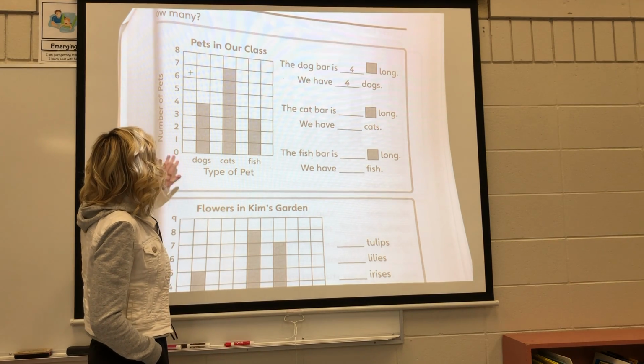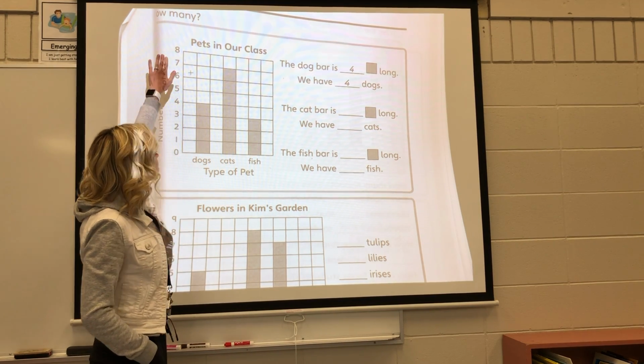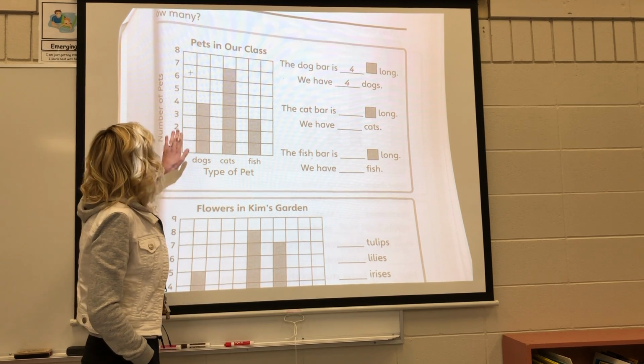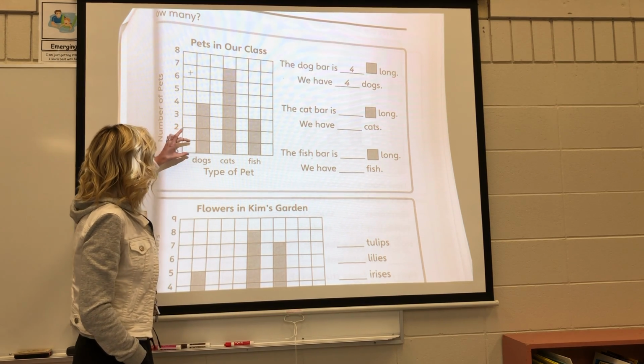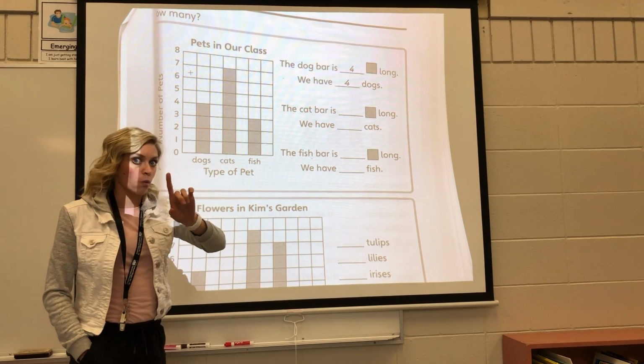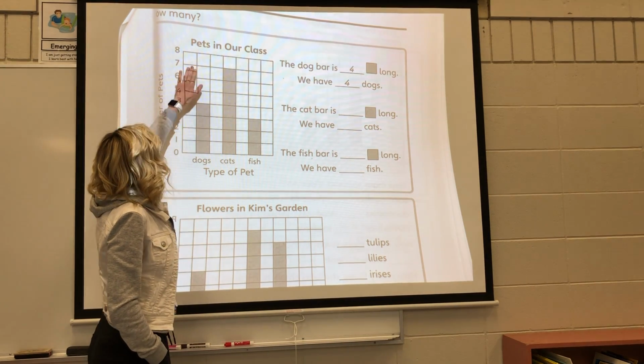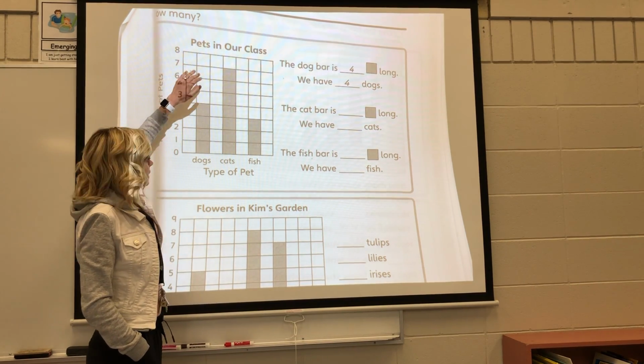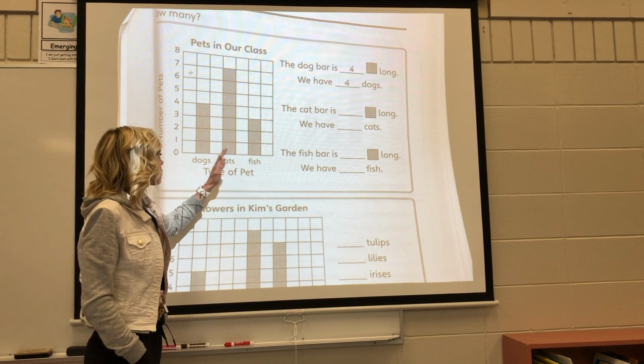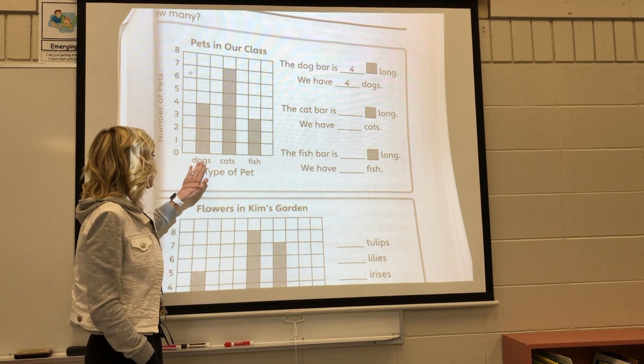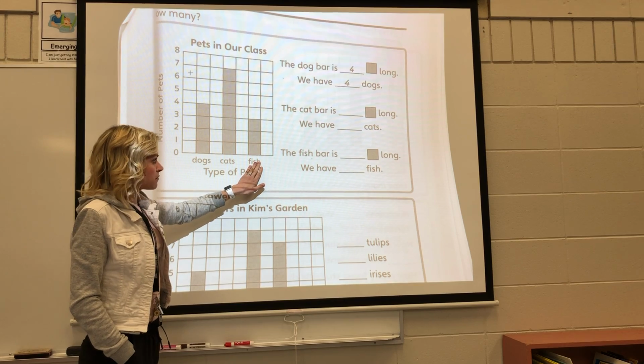So they show the number of pets across here. So for every square, that represents 1. Because we can have a total of up to 8. And across the bottom, we have our different animals. We have a dog, cat, and fish.